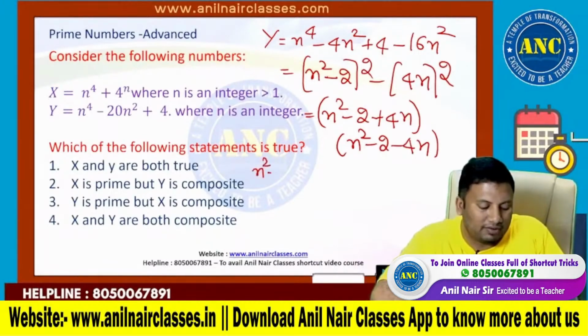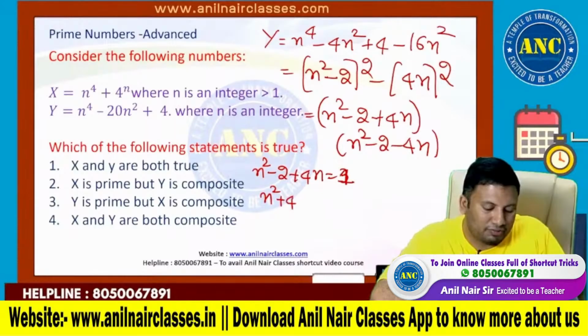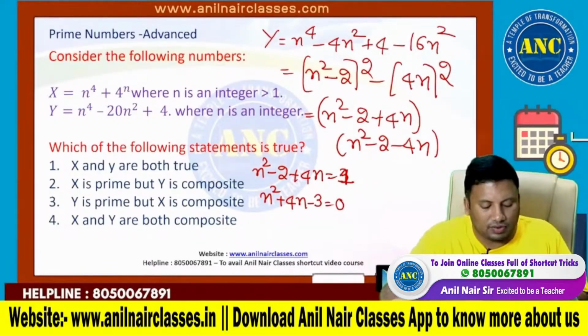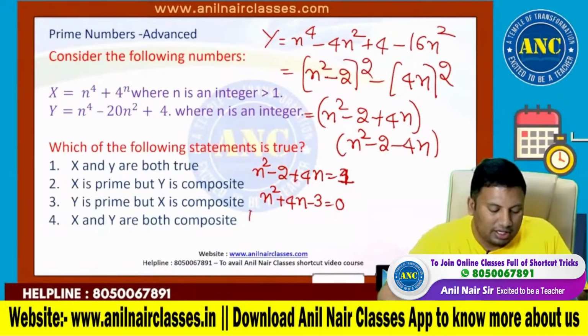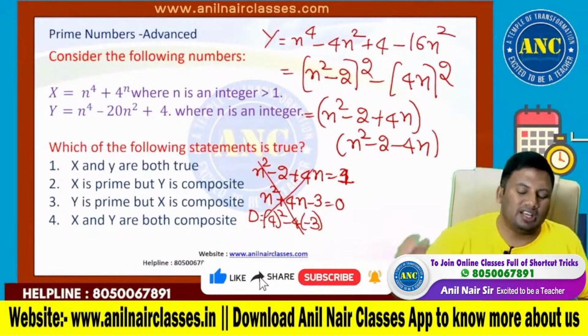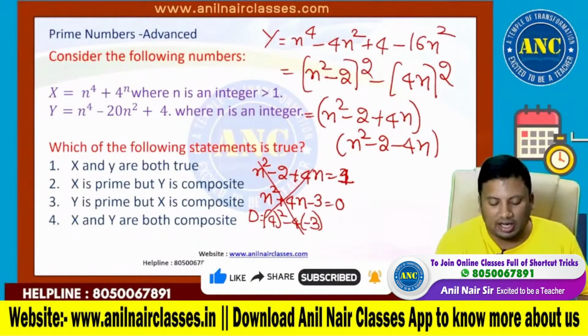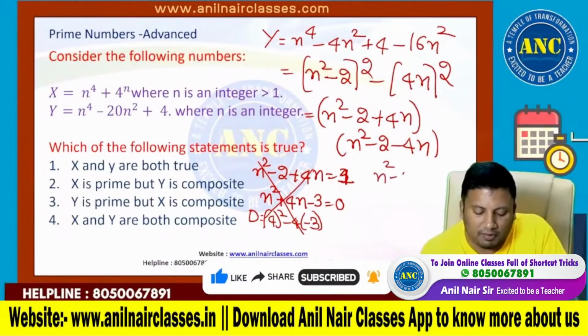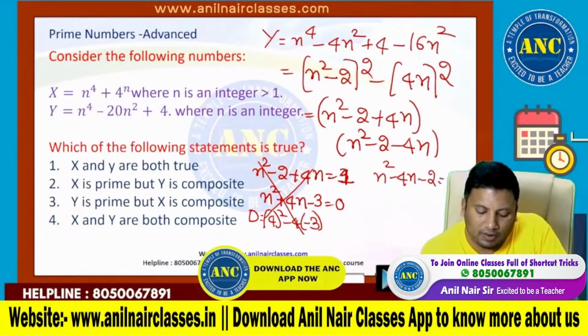One of them should be 1 for the number to be a prime number. So n square plus 4n minus 2 equivalent to 1, which gives n square plus 4n minus 3 equivalent to 0. Now D is b square minus 4ac, which is 16 plus 12, 28. D is not a perfect square, it is an irrational number, so n is not possible.